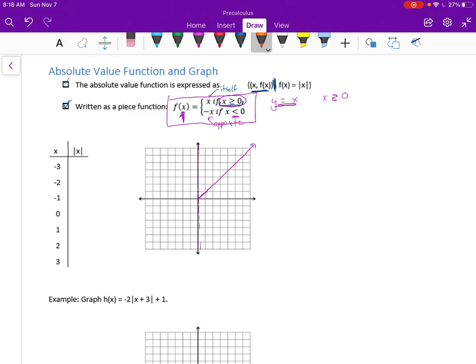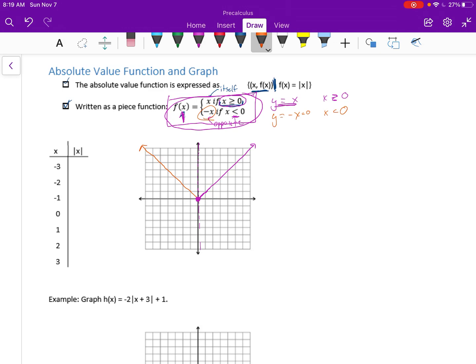And then over here, we want to graph y equals negative x for x less than 0. So negative x has a y-intercept of 0 and a slope of negative 1. So y equals negative x looks like that. The purple closes this circle, but since they both meet at the same point, there is the graph of the absolute value function. So that's one way to graph it, is to look at that piecewise function.